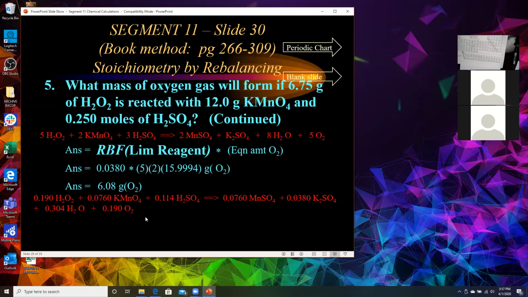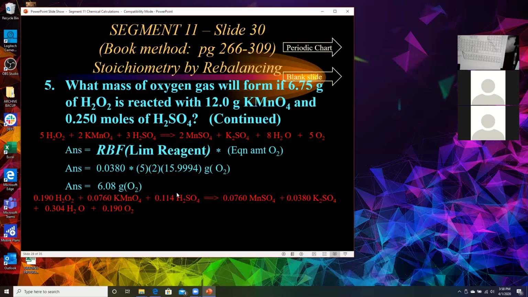But remember, if I multiply everything in that equation by the rebalancing factor, this is the amount of every single substance involved in this reaction, in the amount that will actually be used. So if I wanted again to know how many grams of peroxide would be left over, I'm going to take 0.19 times the molar mass of peroxide and subtract it from 6.5 grams. That's how much is still left.